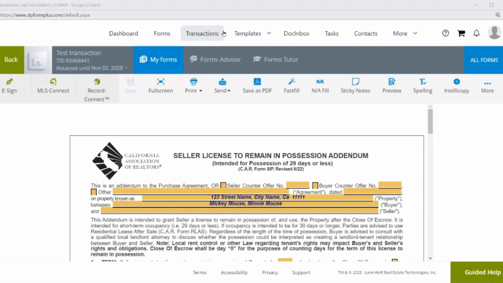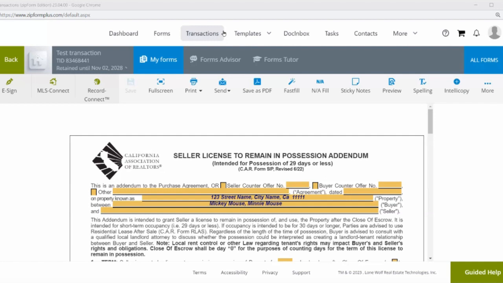All right. So the seller in possession form, we use this form when you're filling out the RPA and you get to the section that talks about when the buyer is going to take possession. In the RPA, it just defaults to at close of escrow. But sometimes the seller wants to stay for a few more days. And so that's when the seller in possession form would come into play.